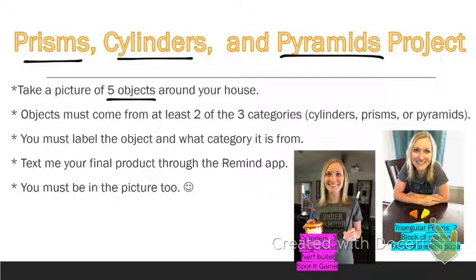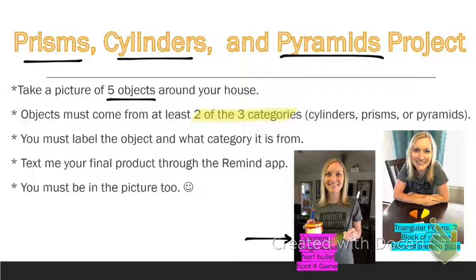The objects need to come from at least 2 out of these 3 categories: cylinders, prisms, or pyramids. So you're not going to send me pictures of 5 cylinders. I want them to come from 2 separate categories. You can see over here in my examples, I came up with 3 cylinders. Notice right here you can see I have labeled that these are my cylinders. The 3 cylinders I've also labeled the object. It's a magic wand, a Nerf bullet, and a Spot It game. Notice I only had 3 that came from the cylinder section.